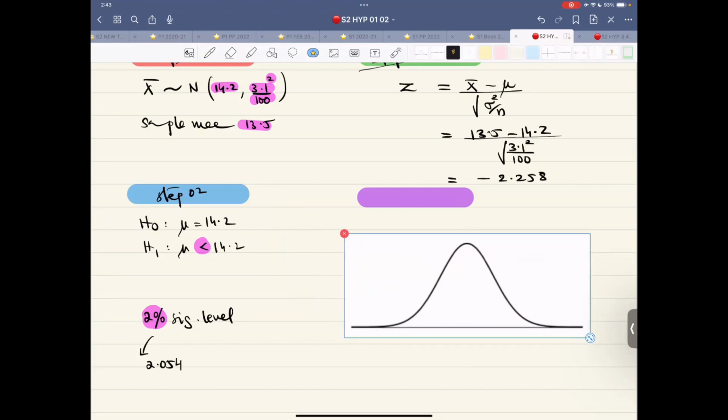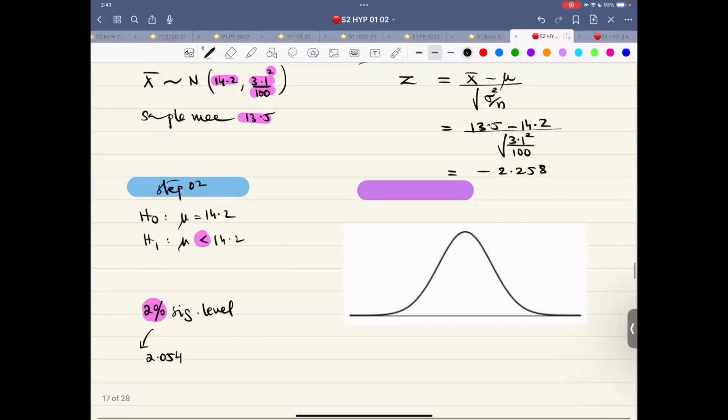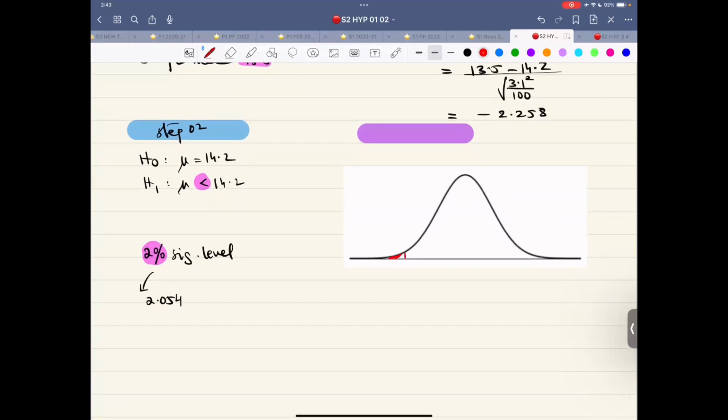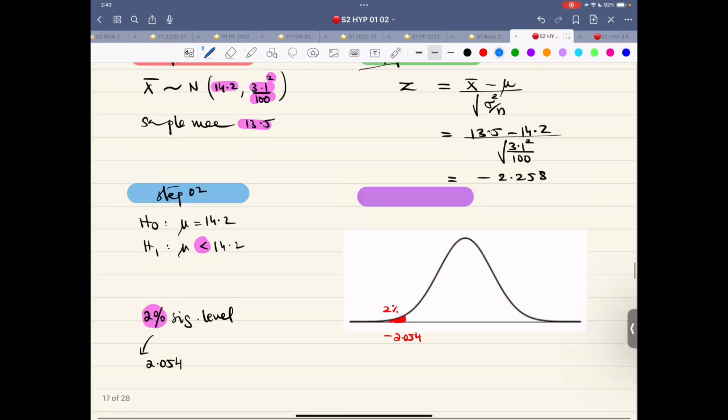Now what I need to do, I think I'm just looking for a normal distribution curve. There it is. And it's a lower tail test. So let me mark this region over here. That is a lower tail test. And what is the percentage? 2%. What is the Z value? Negative 2.054. What about this value?